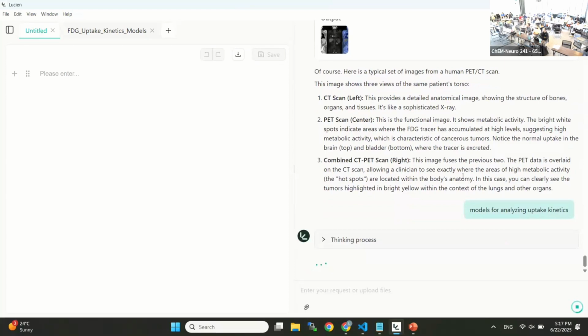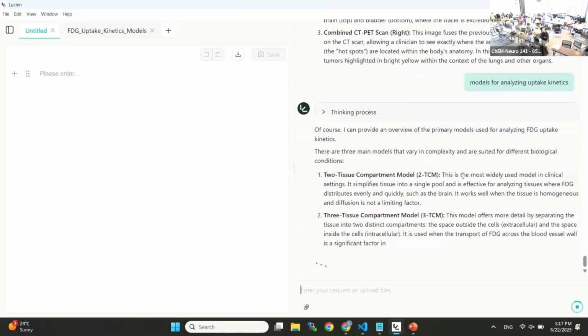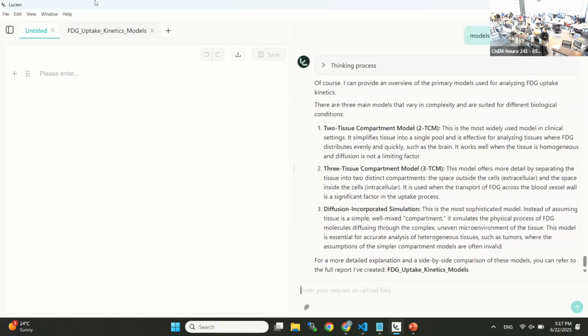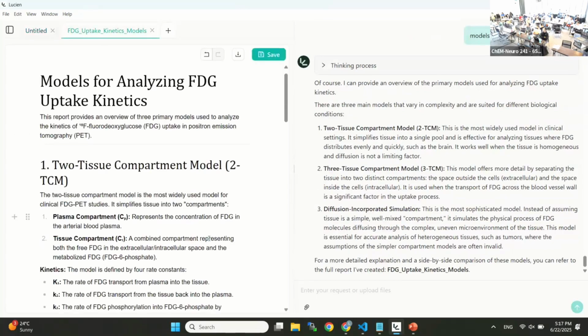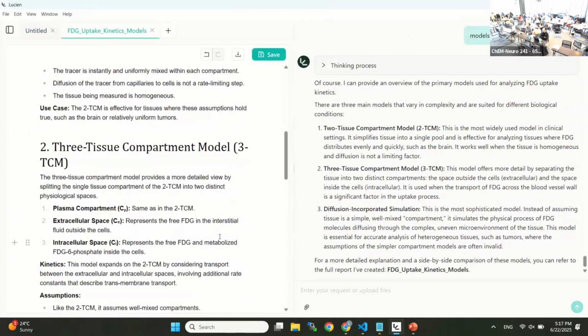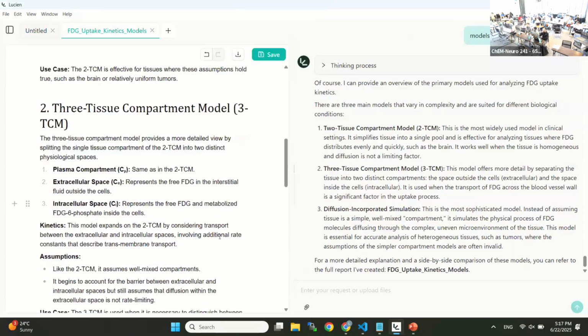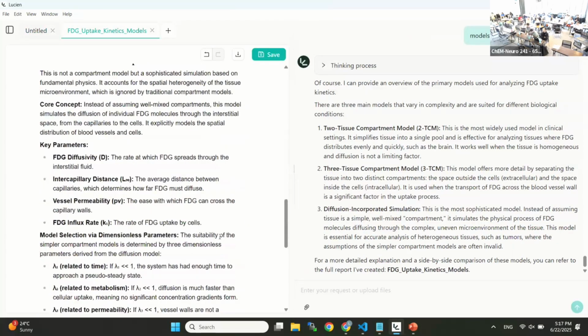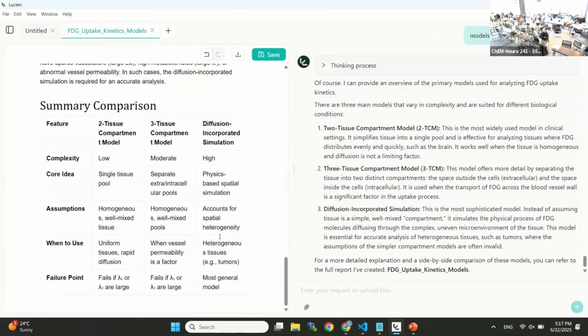Then it tells us there are 3 models to choose from. One is the 2-tissue compartment model, which is the simplest one and the most popular one, but it has some limitations. A more general model is called the 3-tissue compartment model. The most comprehensive one is the diffusion-incorporated simulation. It considers the diffusion of labeled glucose molecules in the tissue, and the computational cost is expensive for that.